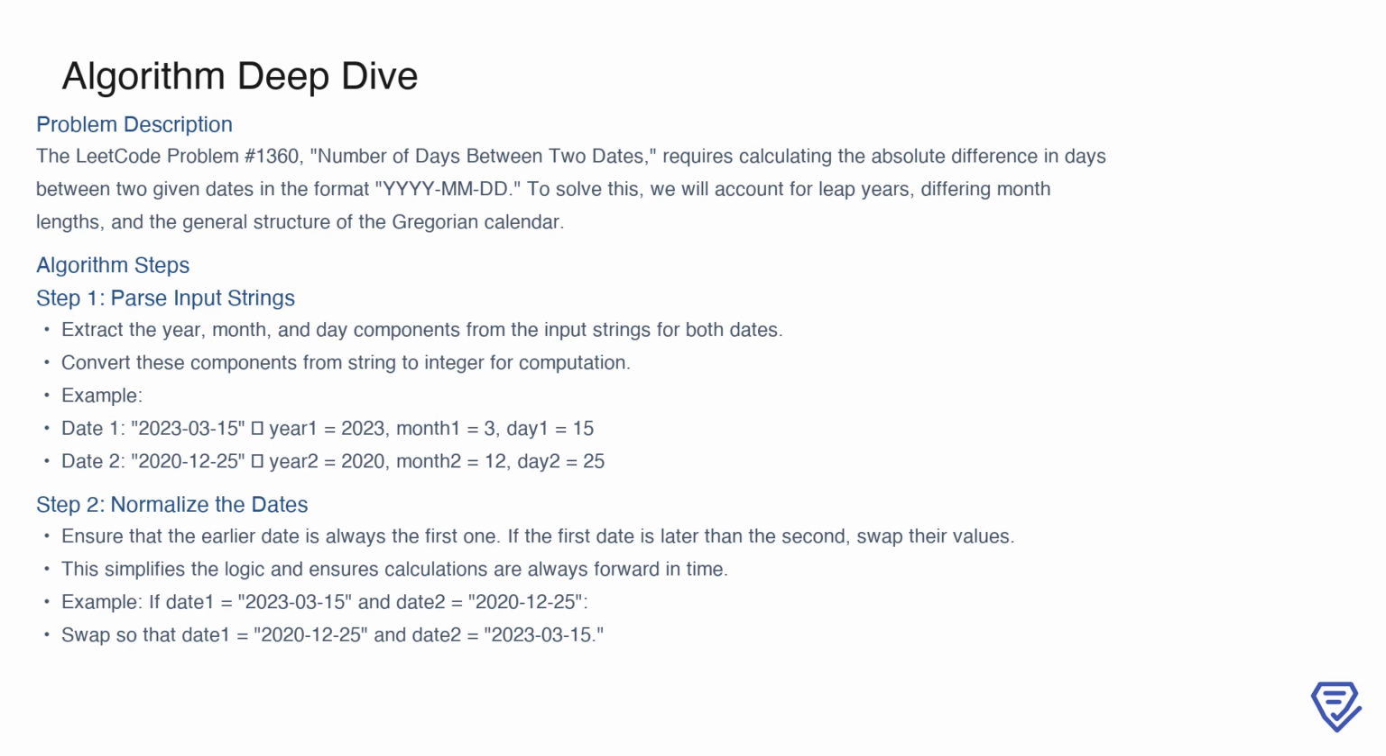After parsing, the next step is to normalize the dates. This simply means ensuring that the earlier date is always processed as the first one. If the first date is later than the second, we swap their values. For instance, if the first date is March 15, 2023 and the second is December 25, 2020, we swap them to maintain chronological order. Normalizing the dates simplifies our logic and ensures that all calculations move forward in time, reducing unnecessary complexity in subsequent steps.